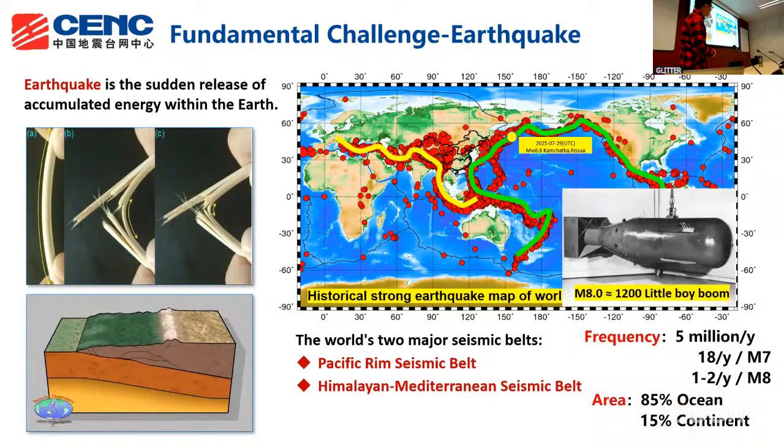One magnitude 8 earthquake releases energy equivalent to 1.2 thousand Little Boy bombs. So a big earthquake has a devastating impact on the earth and on humans.